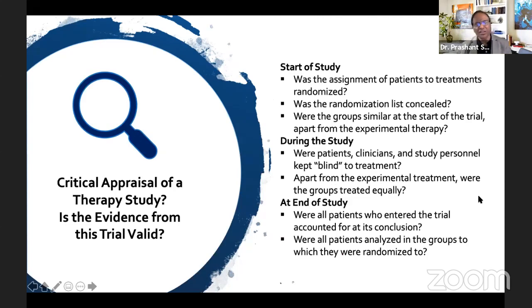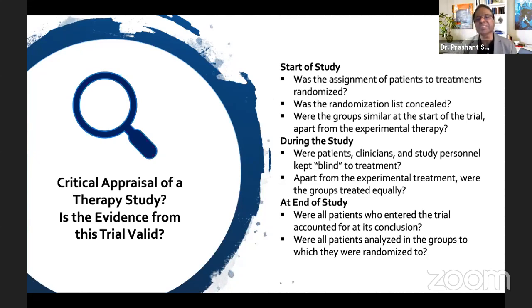So if you are appraising a therapy study such as a randomized clinical trial, there is a key principle that you have to appraise them for. You can appraise any randomized control trial from the beginning up to the end. At the beginning, you can ask whether the patients assigned to the treatment or control group were randomized. Was there any randomization in the assignment of patients to different treatment groups? And was that randomization list concealed so that nobody knows what group they were assigned to?